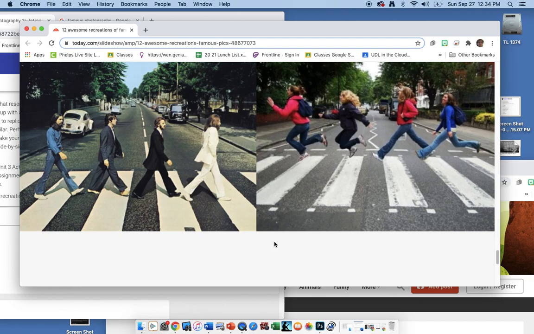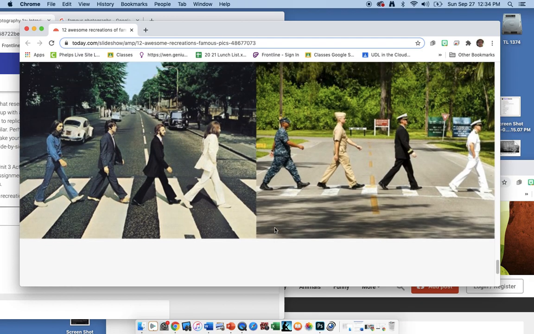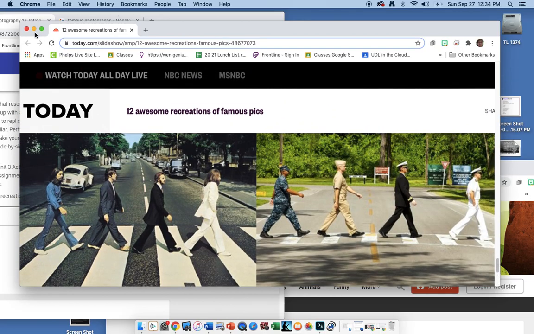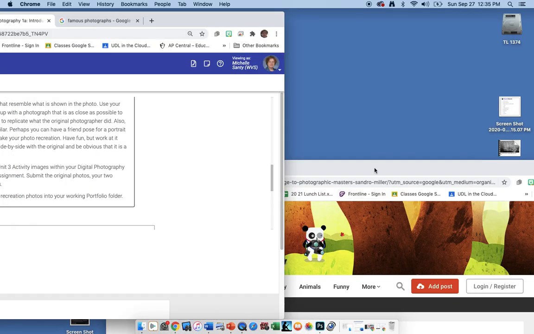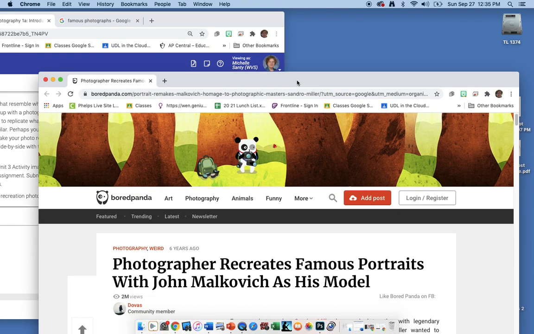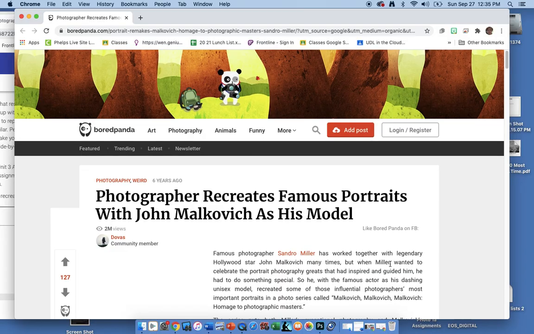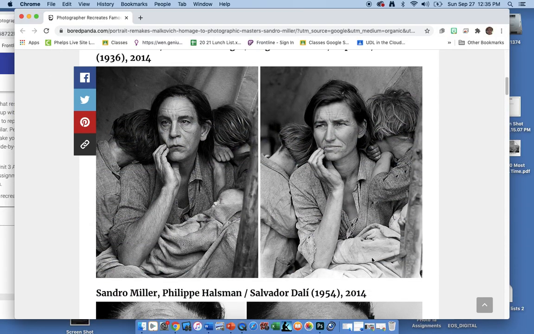Those are the Beatles. In case you didn't know, that was one of their album covers. That's sort of fun with the military. So you can see, again, I think there's one more. Yep, Bored Panda had one. I like Bored Panda. This one's fun. They used John Malkovich for all of these, which is crazy. You gotta really look at them.